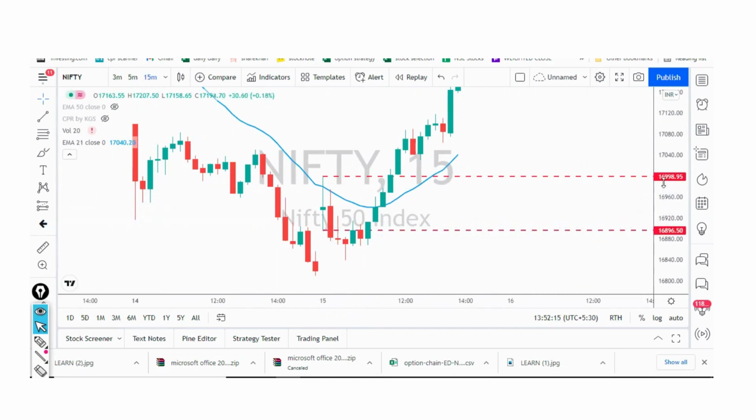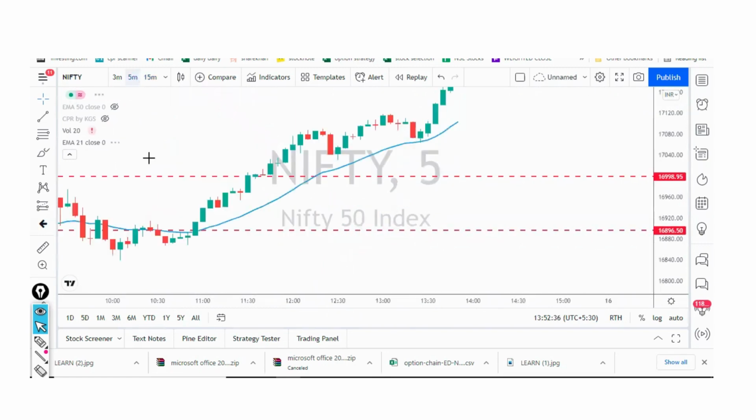The high is 16,998.95 and low is 16,986.50, which is almost 100 points. Now, after 15 minutes of the market opening, change it to 5 minutes.